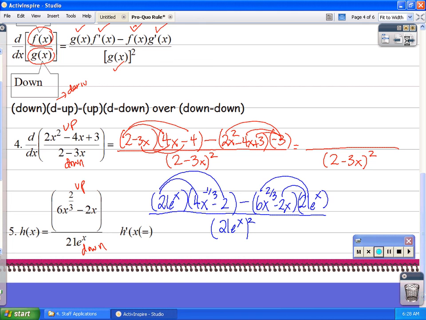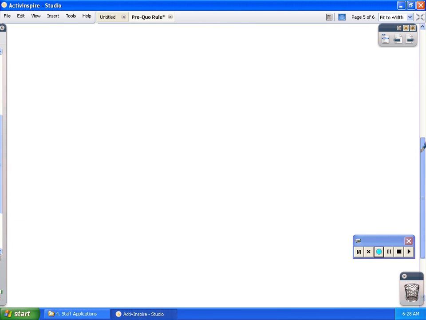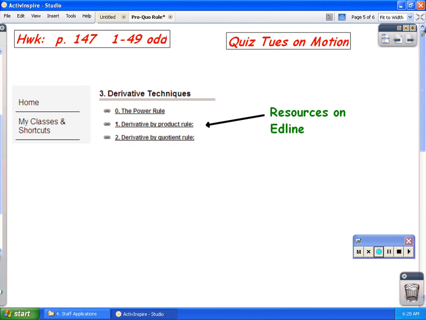Let's see if I have anything else on the next page. It looks like not. The assignment is here, and there's a reminder that on my Edline page I also have another derivative by product and quotient rule. Those are the Patrick videos, but now there's this video as well. So anyways, you should have lots of resources to be able to help you do this.